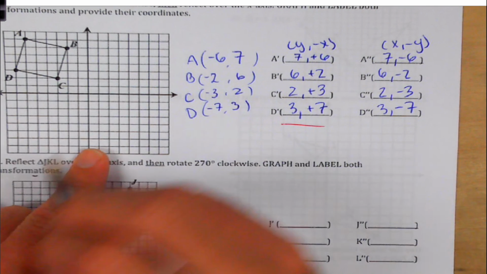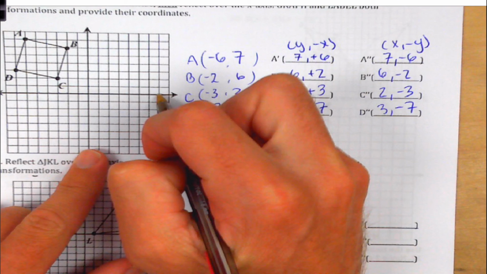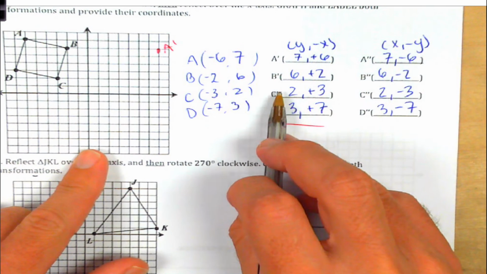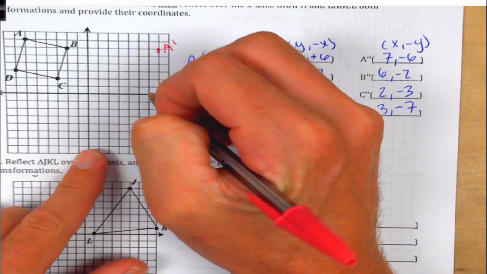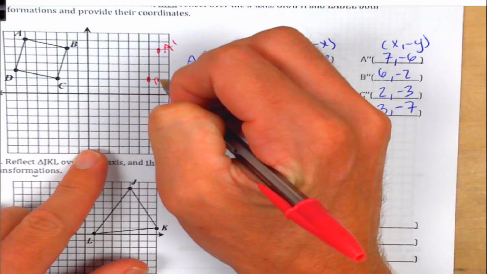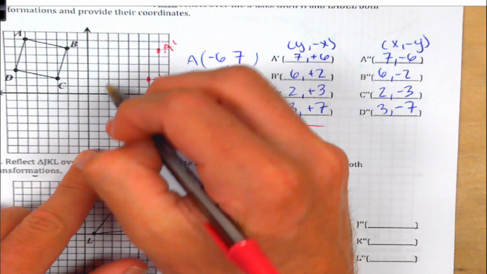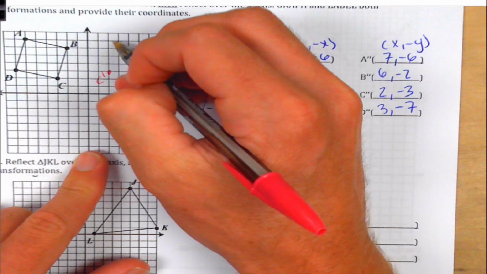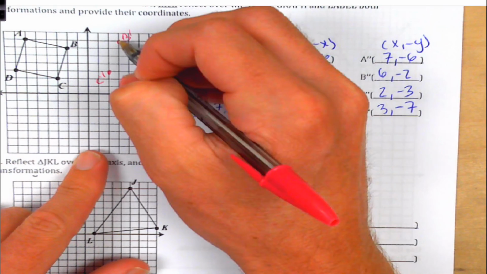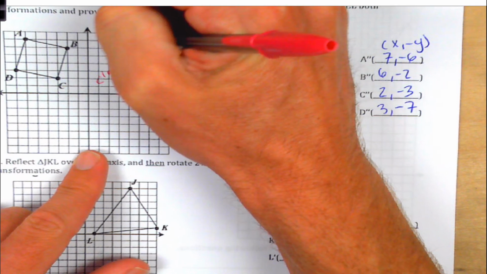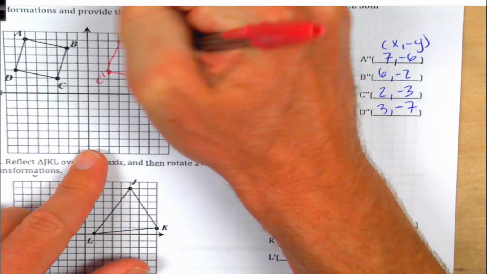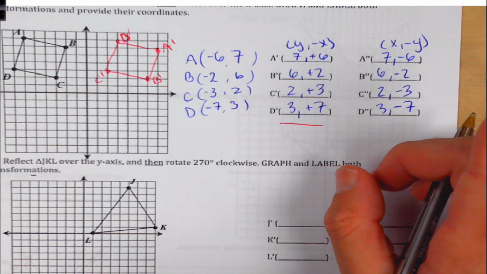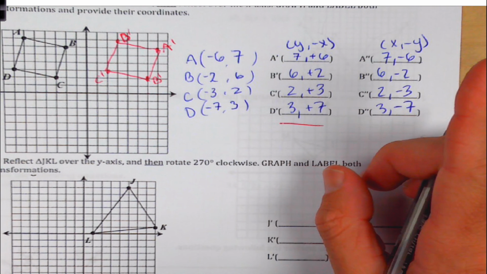Okay, so +7, +6 is going to be right there, A prime. 6, +2 is B prime. 2, +3, C prime, 3, positive 7, B prime. Oh, right, that's a D prime. Okay, so let's see, did I do that right? Does that look good? Yeah, it kind of looks weird.